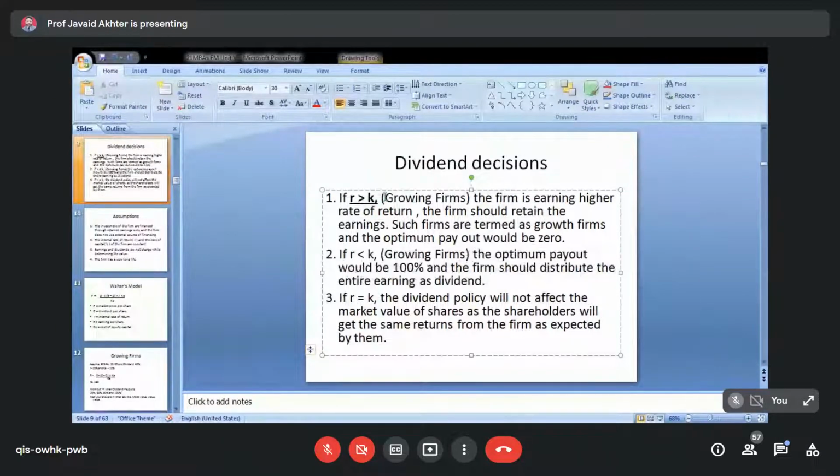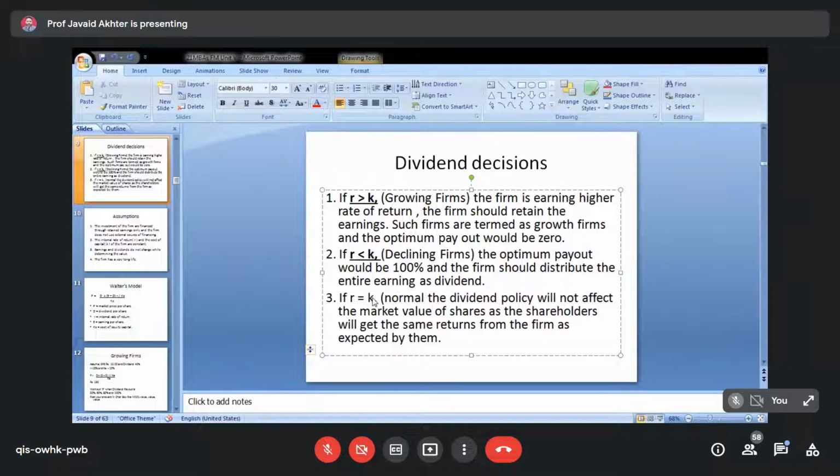There is another category of firms which you call declining firms. What are the declining firms? Where R is less than KE. That is, internal rate of return is less than KE. Their expected earning of shareholders is more and IRR is less. There is a third category of firms, which Walter calls normal firms. What are normal firms? Wherein their IRR is equal to KE.